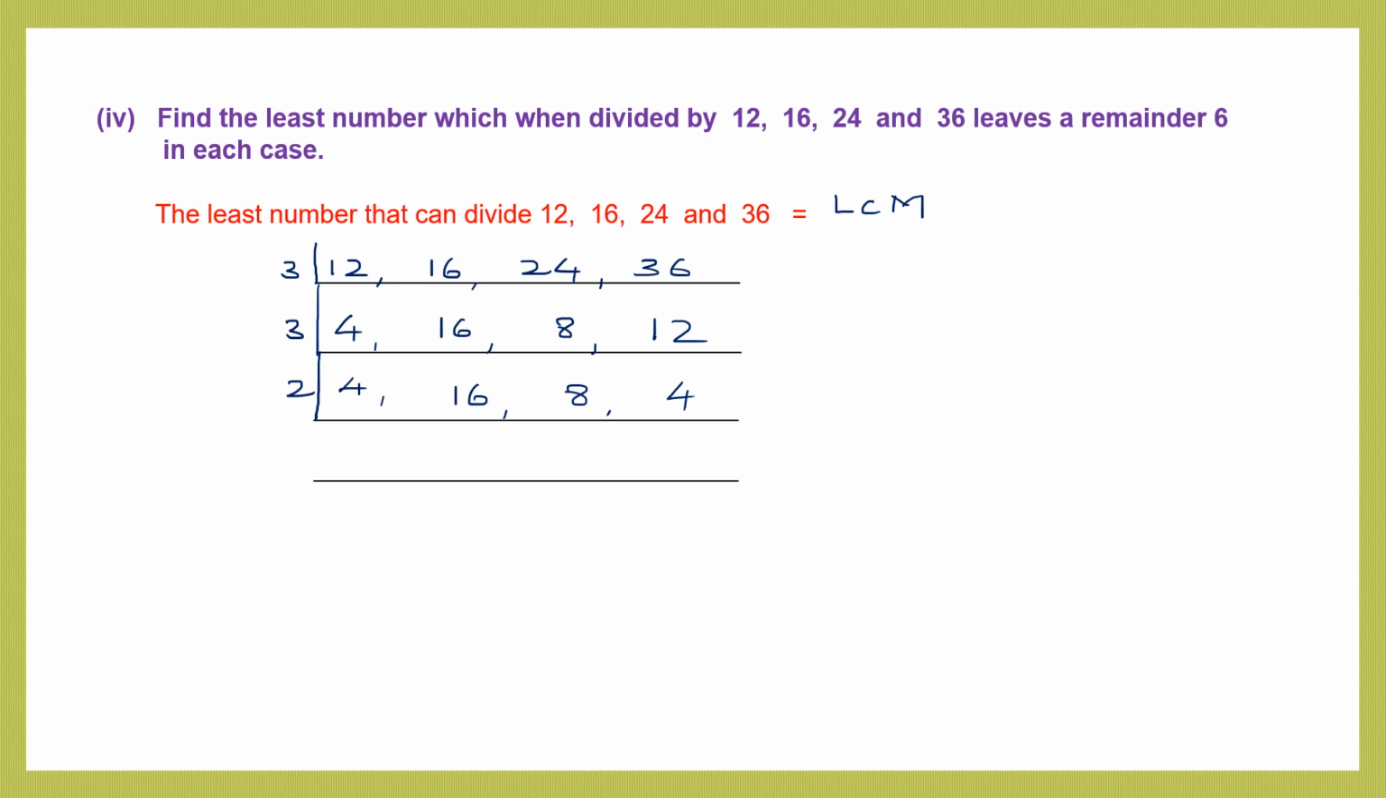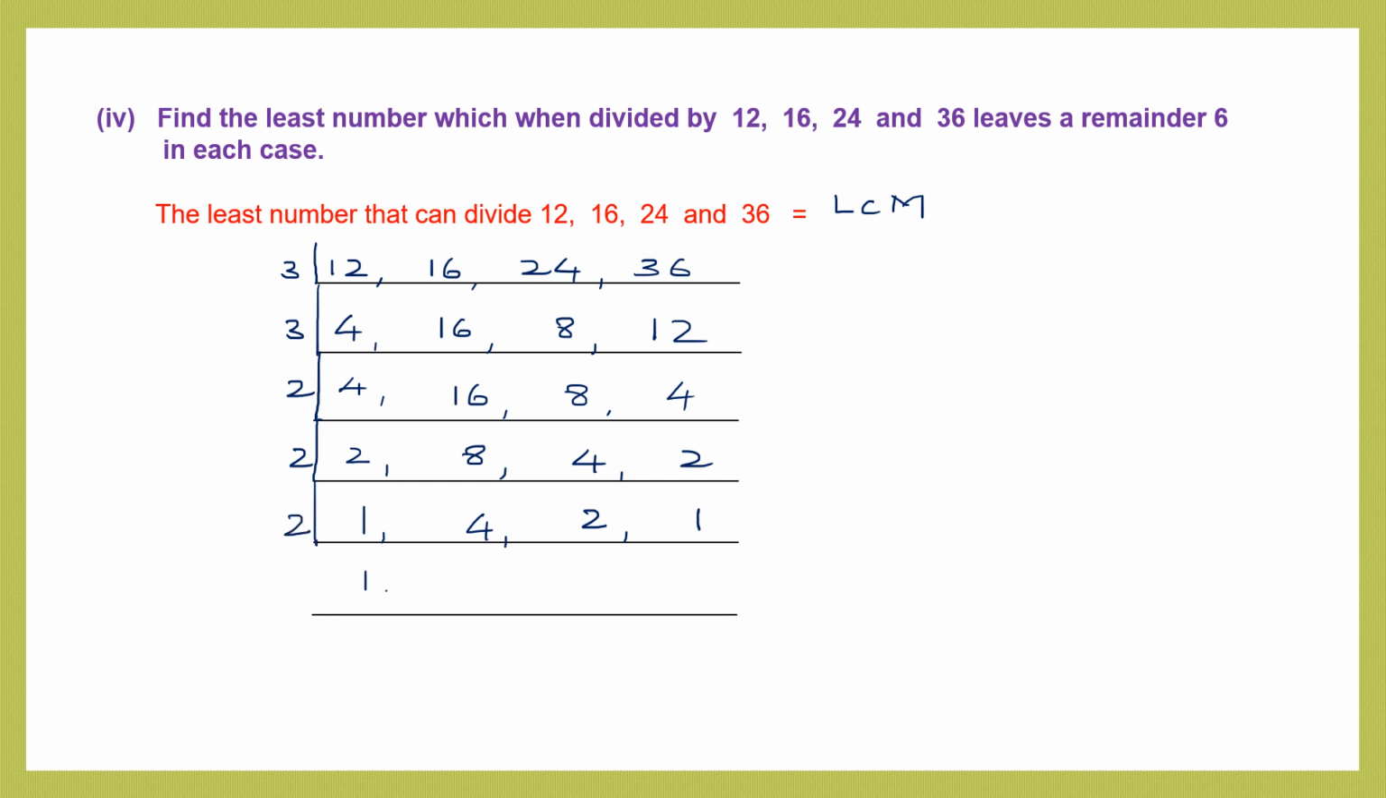So that will be 2 2's are 4, 2 8's are 16, 2 4's are 8, 2 2's are 4. Again I divide by 2. So that will be 2 1's are 2, 2 4's are 8, 2 2's are 4, 2 1's are 2. Continue with 2. Again it becomes 1, 2 2's are 4, 2 1's are 2 and 1. I have to divide once more by 2. So that is 1, 2 1's are 2.